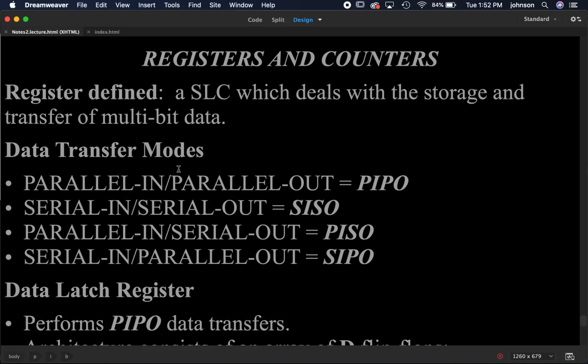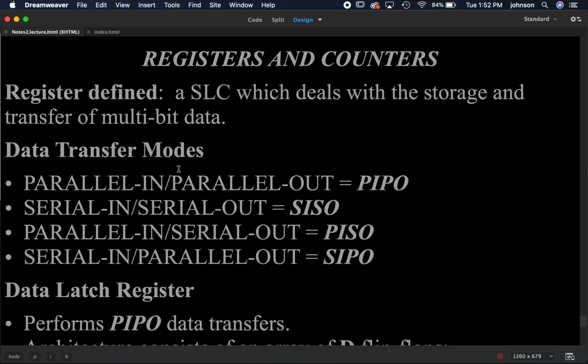So what we're doing here is we've got the 5-step procedure done earlier, and so now what kind of things have people designed with their logic design expertise? Well, registers and counters. A register is basically defined to be a sequential logic circuit which deals with the storage and transfer of multi-bit data like 8 bits, 16 bits, 32 bits. So the size of the registers can be 32 bits or 64 bits, etc.